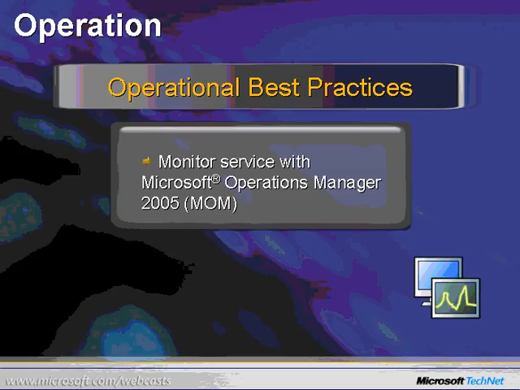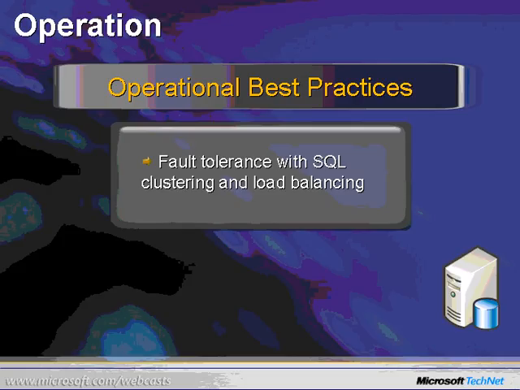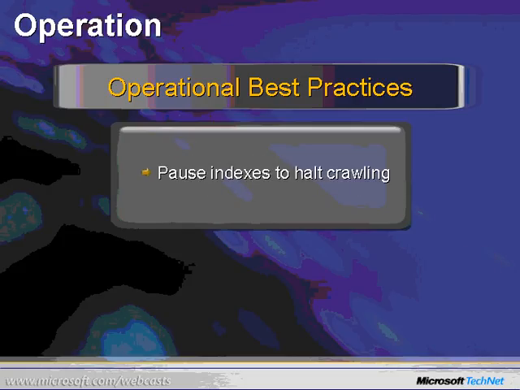Use MOM. One of the nice things, we do have a MOM management pack for SharePoint server in general, so it does have search counters as well. Use MOM, Operations Manager, if you have it. Fault tolerance with SQL clustering and load balancing. Well, where are all our indexes stored? In SharePoint, they're stored in the SQL engines in the back. Well, cluster those servers. Load balance those servers. Why? That speeds up your index. It gives you reliability. It gives you performance just by doing some native things that we do inside of SQL.